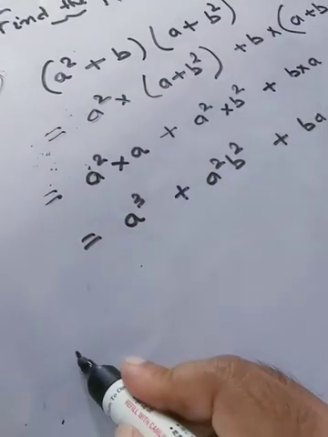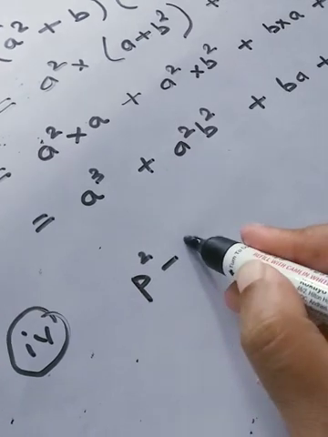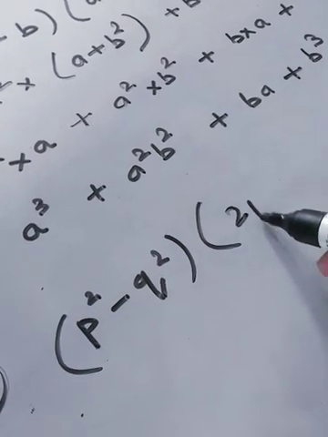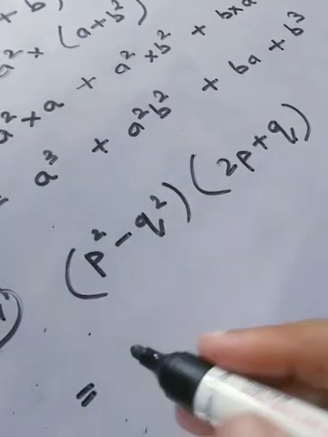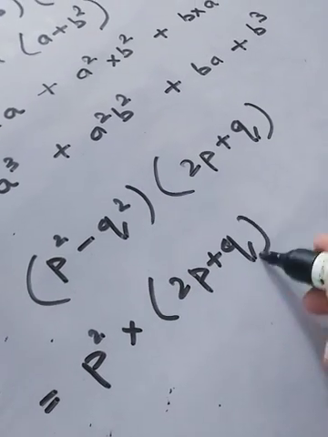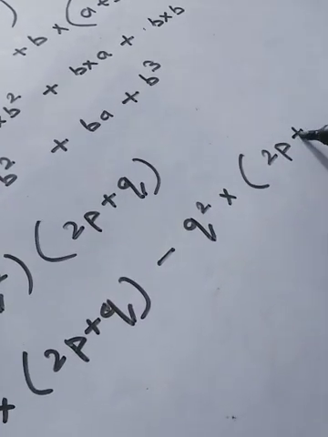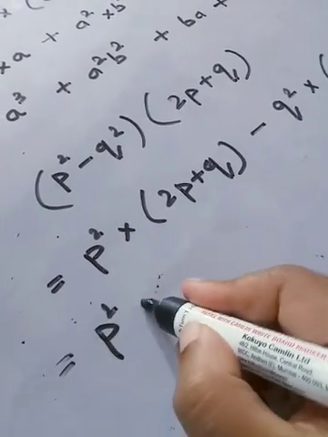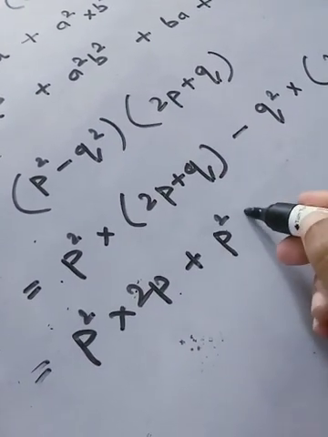Okay, now let's do question number 4. Question number 4 is what? P square minus q square, and another one is 2p plus q. Okay, so now I guess everyone has understood what we have to do. P square into 2p plus q, and with this minus q square we have to again multiply the binomial, that is 2p plus q. Now finally we have to open the bracket, that is p square into 2p, plus plus is plus, p square into q.